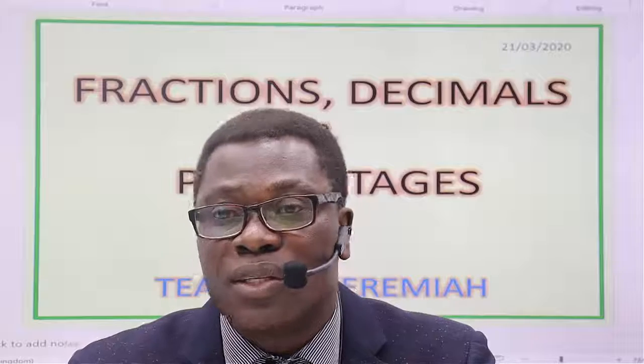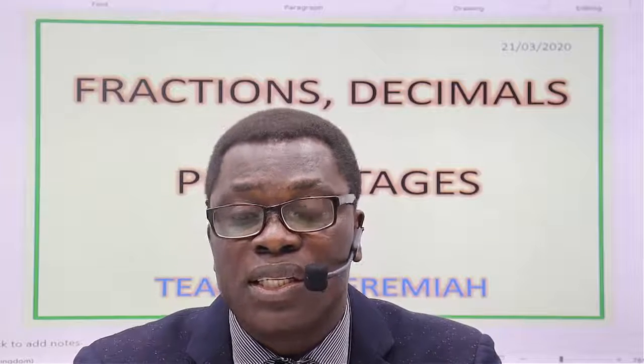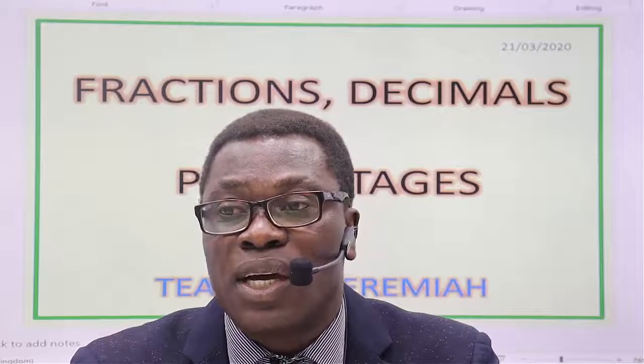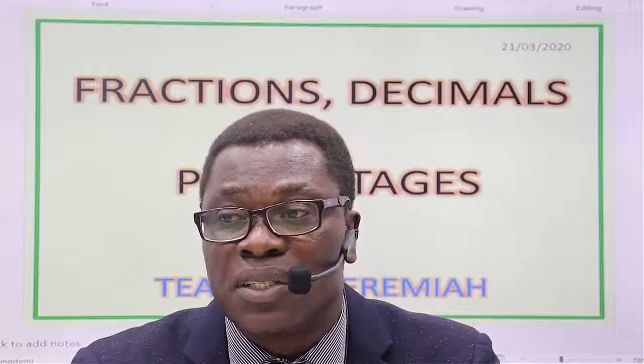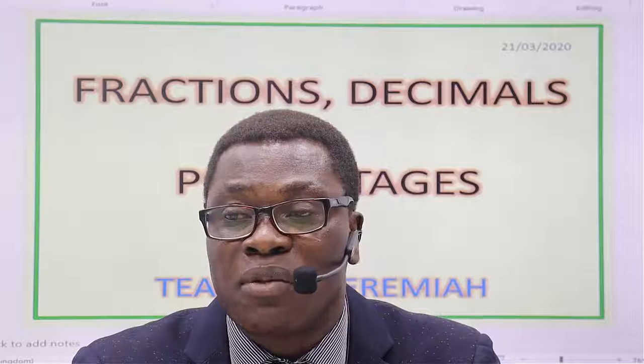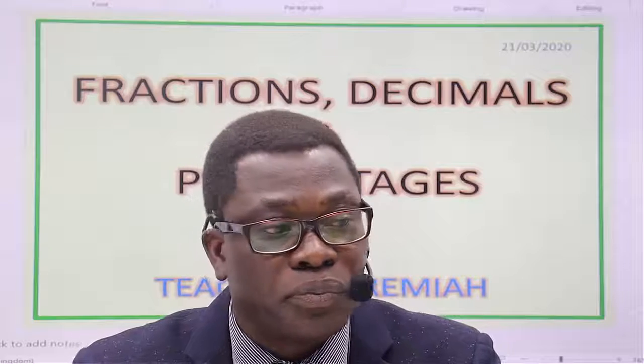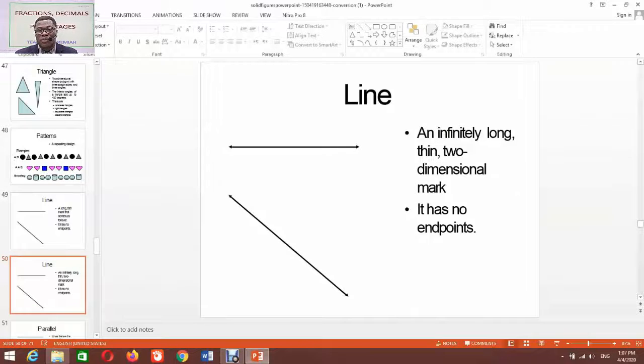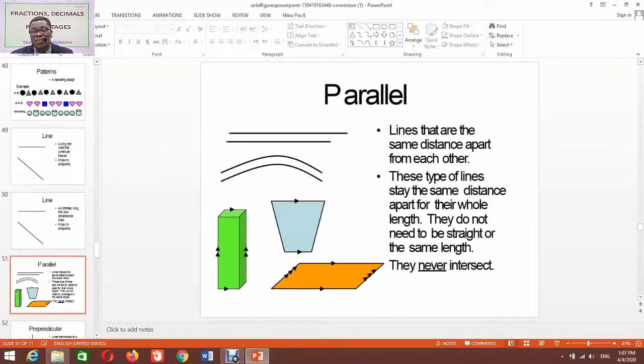Then a line. A line is a long, thin mark that continues forever. It has no end point. A line is an infinitely long, thin, 2-dimensional mark. It has no end point.